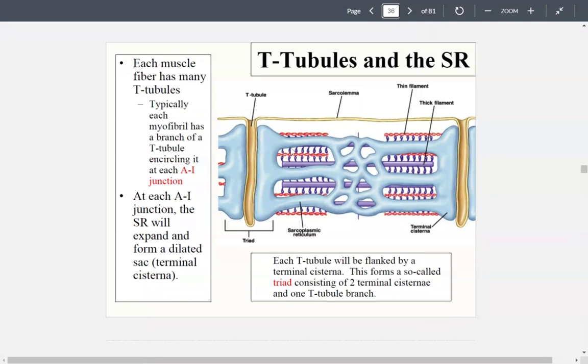Now, these lateral sacs are also sometimes referred to as terminal cisternae, depending on the textbook that you're using. Each T-tubule is going to have two lateral sacs or terminal cisternae, and we refer to them as a triad. So when you're reading in a textbook about skeletal muscle contractions and you see the term triad, that is what it's referring to.